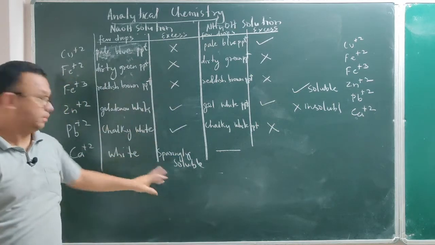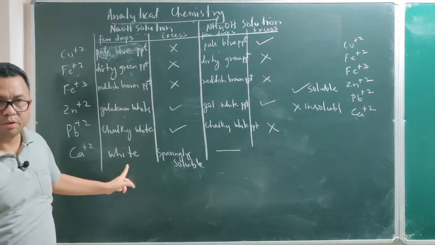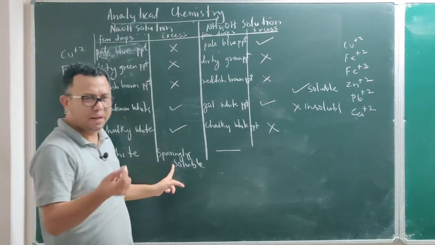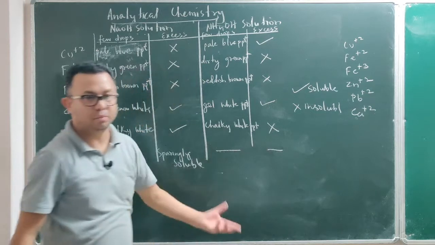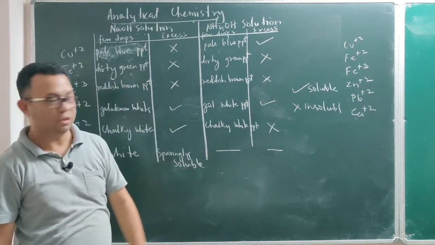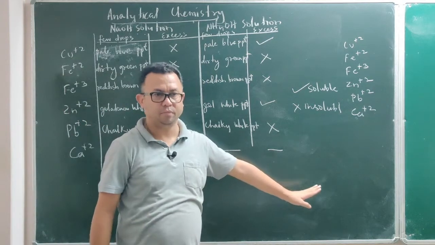But this calcium, which gives you a white precipitate with sodium hydroxide, is sparingly soluble, only very little is soluble. Here there is no precipitate, so there is no question of saying solubility, because the precipitate itself is not there. So that's why here we will not be mentioning anything.